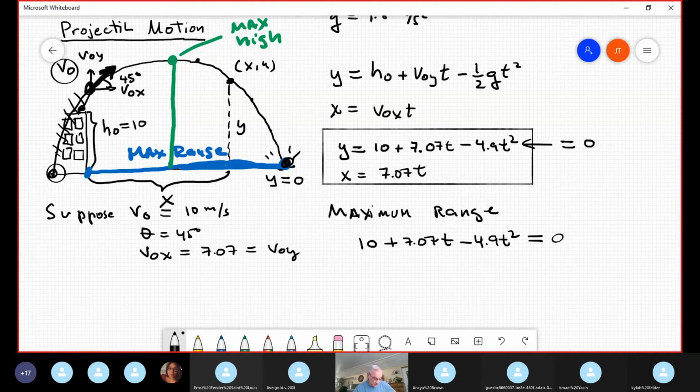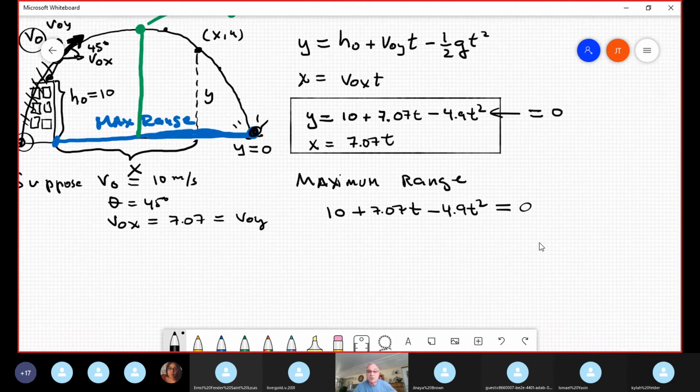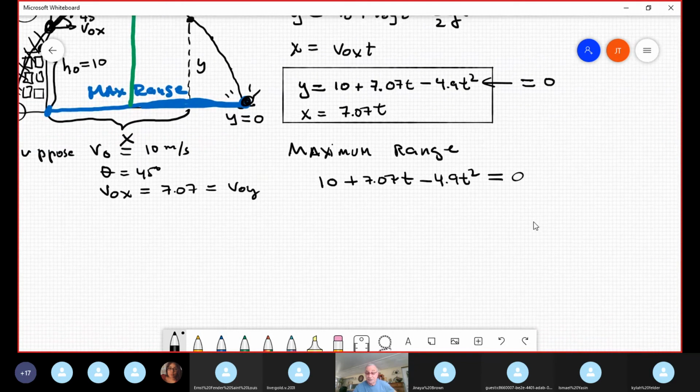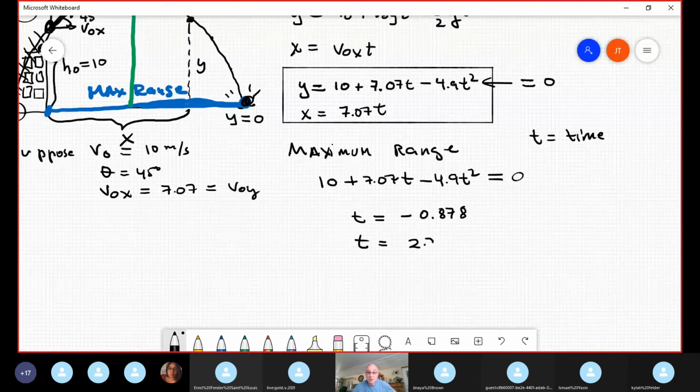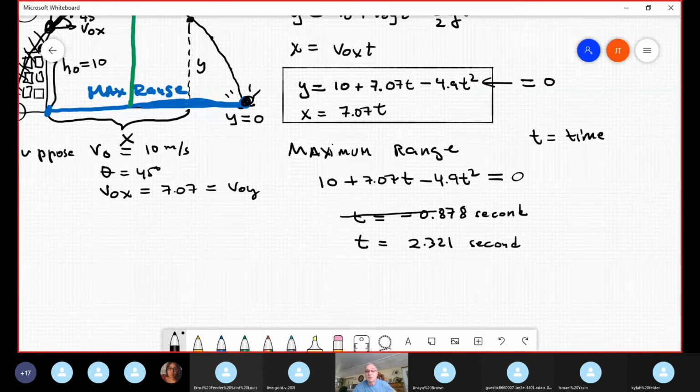So I apply the quadratic formula. I don't want to complicate your life using the ugly numbers, but I did that and I find t. T is the time. When you solve this quadratic equation, you always get two solutions. The first solution is t equal negative 0.878. And the second solution is t equal 2.321 seconds, because it's time. But the first has no sense because it's negative.